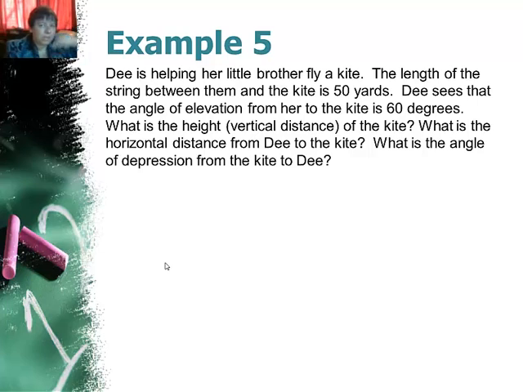And I'm not going to really take into account the height of Dee. I could make it more tricky, but we're not going to worry about that today. What is the horizontal distance from D to the kite? And what is the angle of depression from the kite to D?